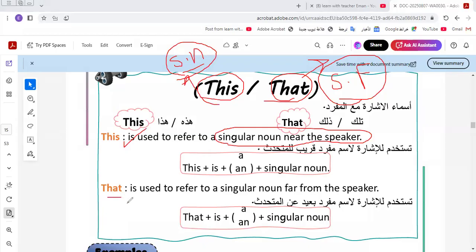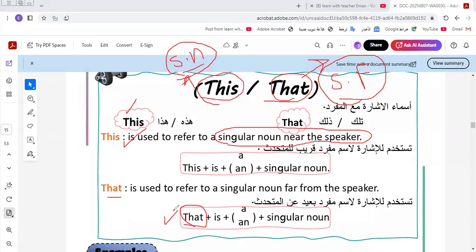For something that is far from me, we can say that is a chair, that is a book. So the book is far from me and the chair is far from me, so I say that. So here is the difference between this singular near and that singular far.